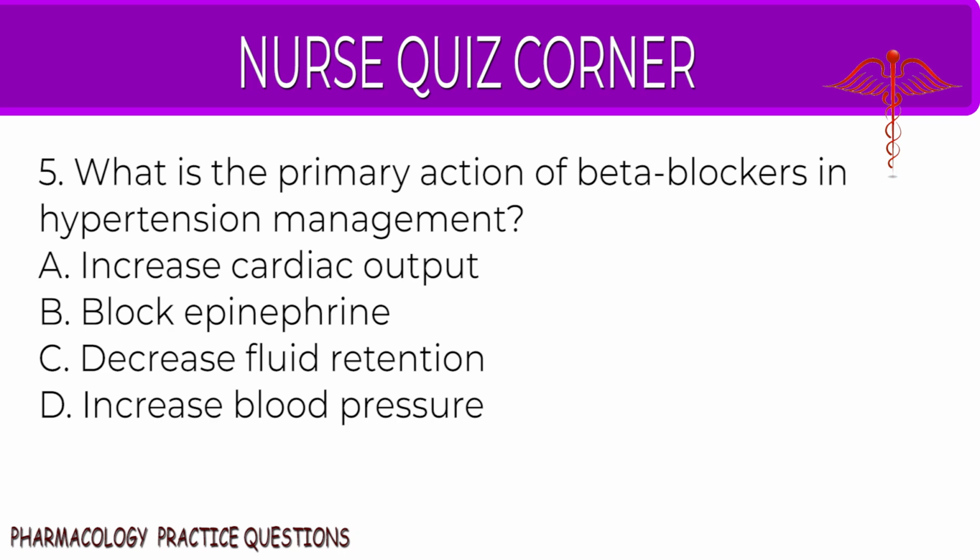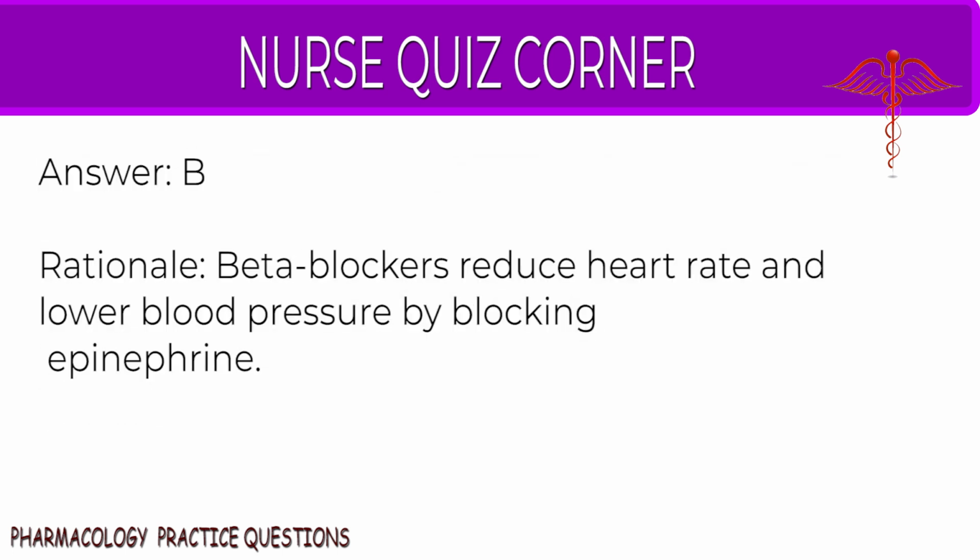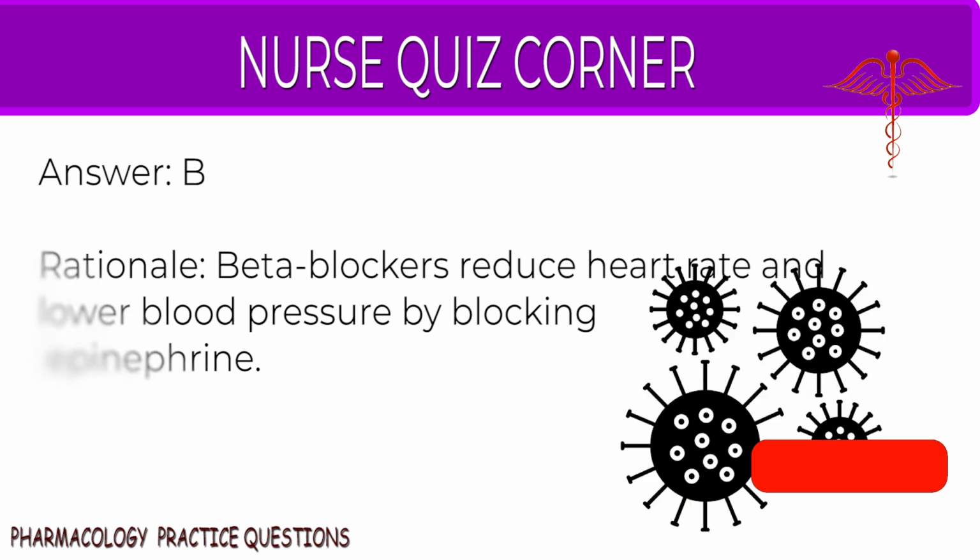5. What is the primary action of beta blockers in hypertension management? A. Increase cardiac output, B. Block epinephrine, C. Decrease fluid retention, D. Increase blood pressure. Answer: B. Rationale: beta blockers reduce heart rate and lower blood pressure by blocking epinephrine.